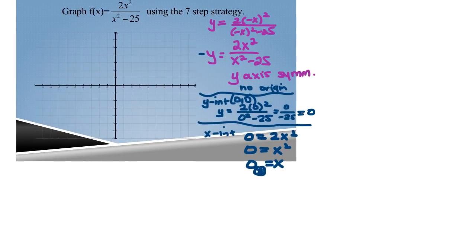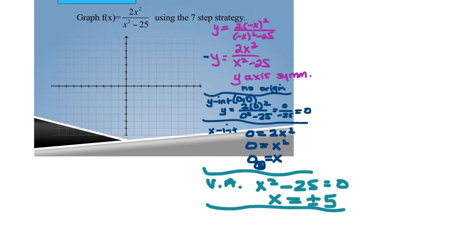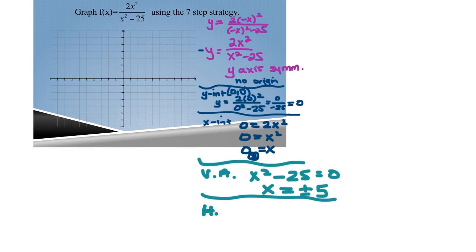Now let's do our asymptotes. So vertical asymptote, denominator equals 0, which means x would equal plus and minus 5. Horizontal asymptote, degree in the top is 2, degree in the bottom is 2. So my horizontal asymptote is at y equals leading coefficient in the top, which is 2, over leading coefficient in the bottom, which is 1.